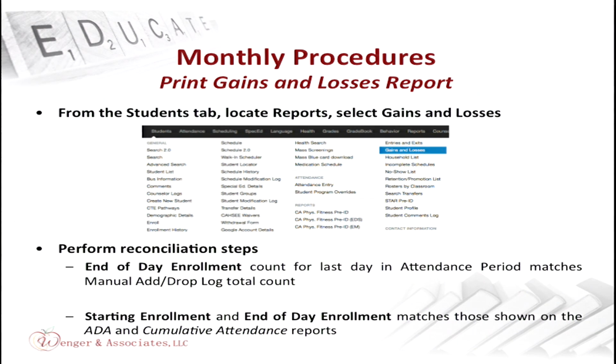But basically, when you do the gains and loss reports, it's not an ADA report, so it won't be under attendance. It's going to be under the student tab because it has to do with student enrollment, student information. So the gains and loss report's actually going to be over under the student tab. So you go under students, you locate reports, and then you're going to see students, because this is the one you're used to, attendance, students, and it's over on the far right, and it's gains and loss.